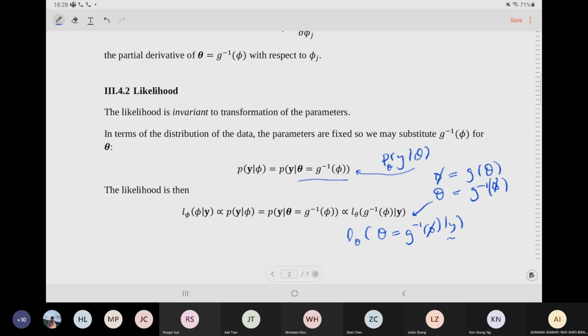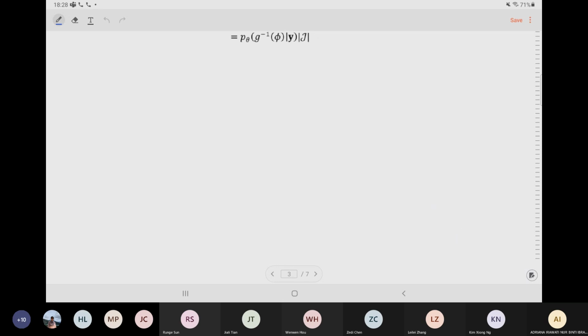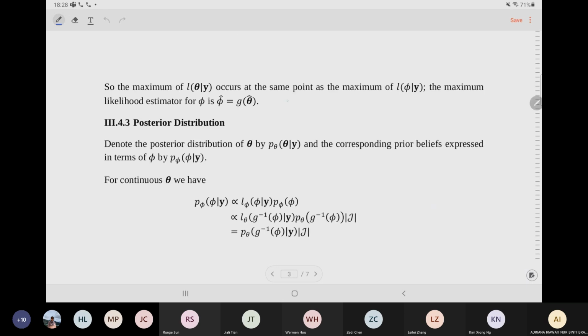So this means that the maximum of the likelihood of theta occurs at the same point as the maximum of the likelihood of phi. The MLE, or maximum likelihood estimator, for phi is just a function of the MLE of theta.